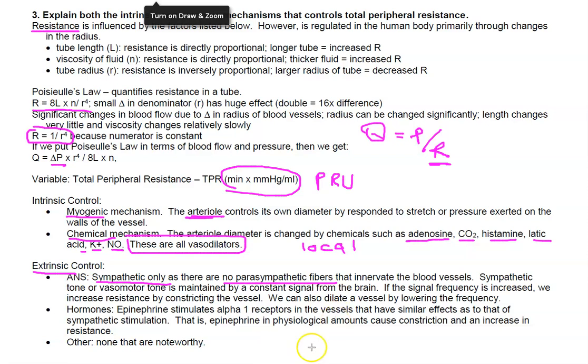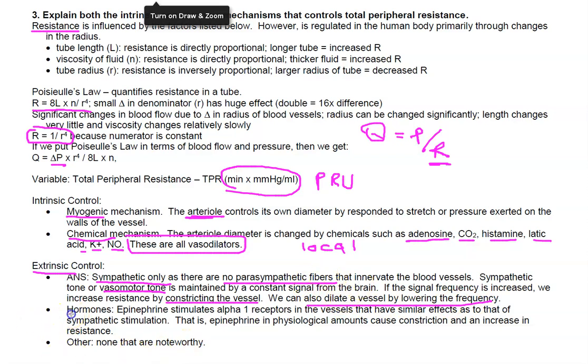So what sympathetic does is it keeps what we call the vasomotor tone. The vasomotor tone is the constant signals from the brain to the blood vessels that cause vasoconstriction. If the frequency is increased, then we get constriction of a blood vessel, so TPR goes up. And if the frequency is lowered, then we get dilation and TPR goes down. So the sympathetic system controls the diameter of the blood vessel that way.